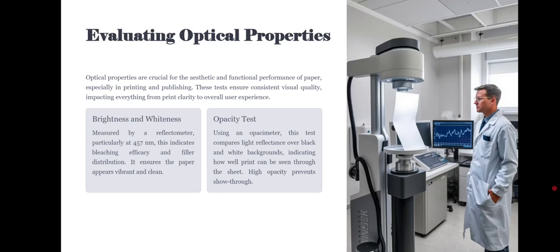Let's now consider the visual aspects of the paper. Optical characteristics affect aesthetics and functionality. Important tests include brightness and whiteness, which are assessed using a reflectometer, and opacity, tested with an opacimeter, crucial for preventing show-through in the printed materials.